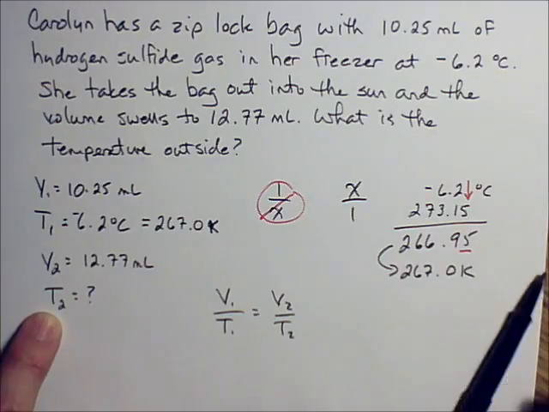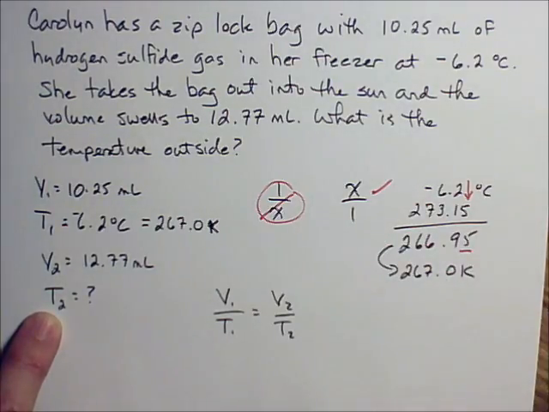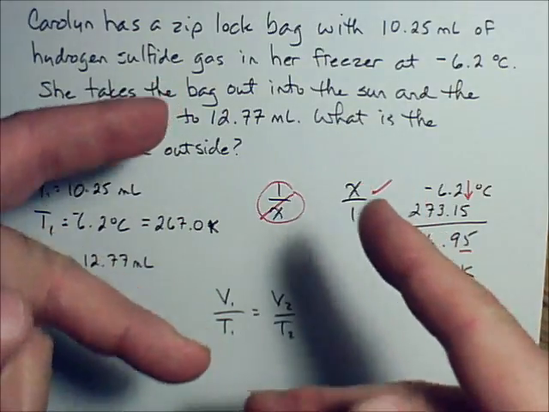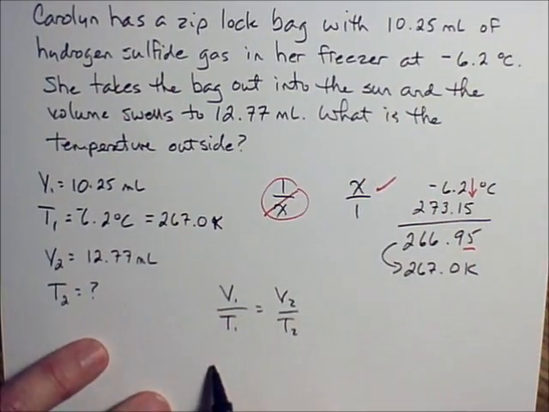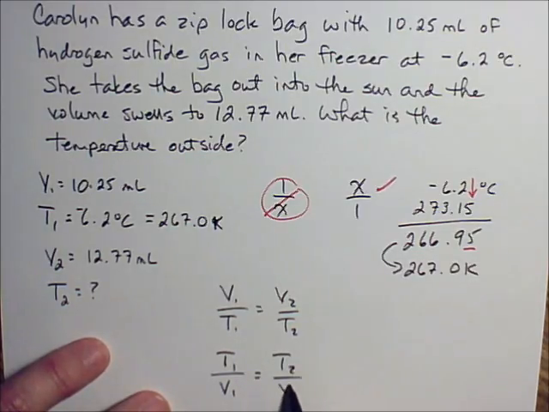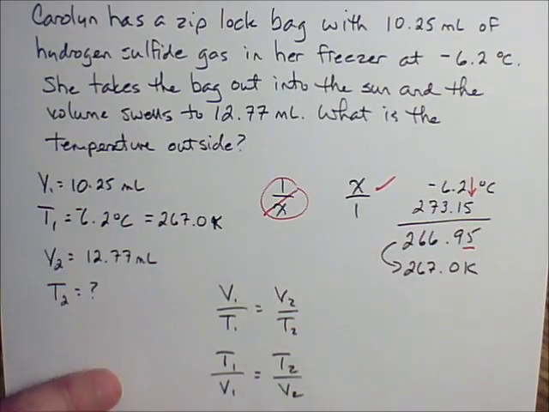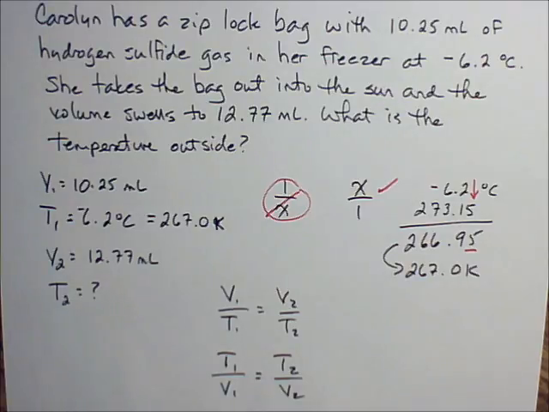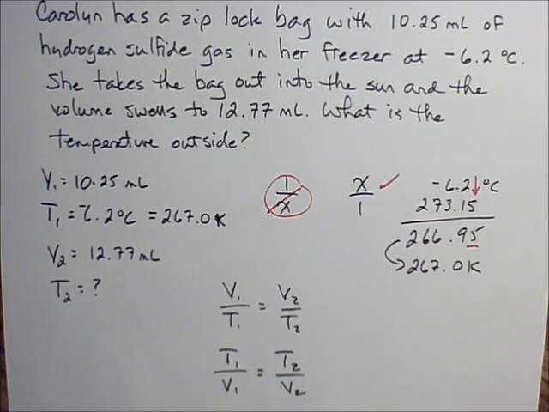Okay, so this is what we're looking for. This is what we want to have. Well, we can get T2 on the top if we do the same thing to both sides, and the same thing we want to do is just flip both sides. Just flip it upside down. Okay, so we can rewrite the equation as T1 over V1 equals T2 over V2. The reciprocal, right? And as long as you do the same thing to both sides, that's allowed.